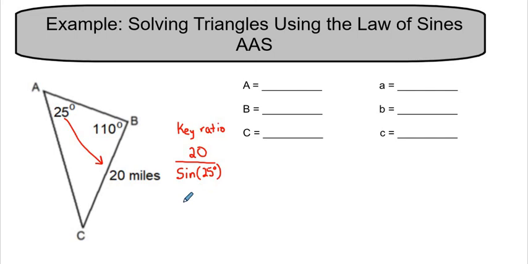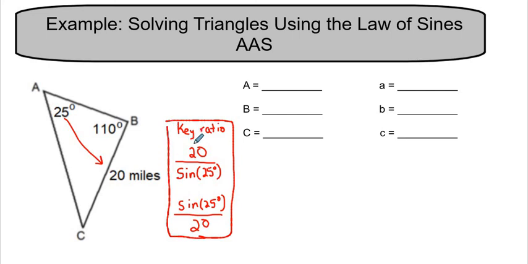You could also use the ratio sine of 25 degrees divided by 20. However you want to do it. I will do one example with the ratio this way and one with it that way. So this is the key ratio we can use. Just remember that if you use the first ratio, you have side on top and angle on the bottom. If you use the other ratio, you have angle on top, side on the bottom. It doesn't really matter.